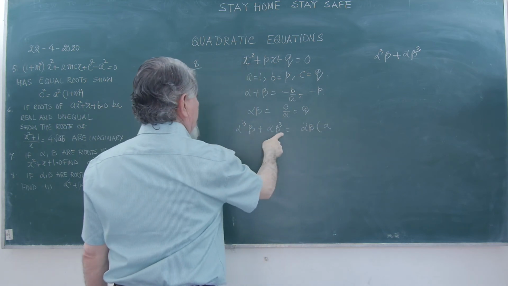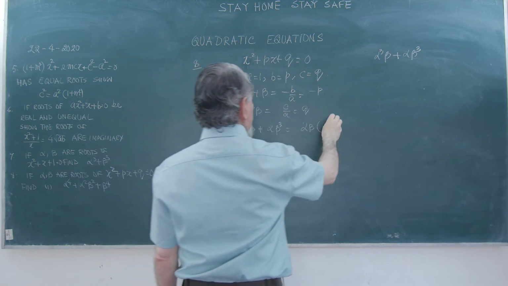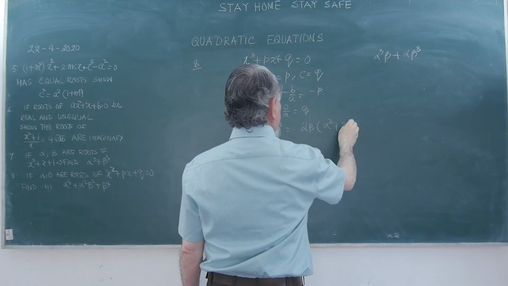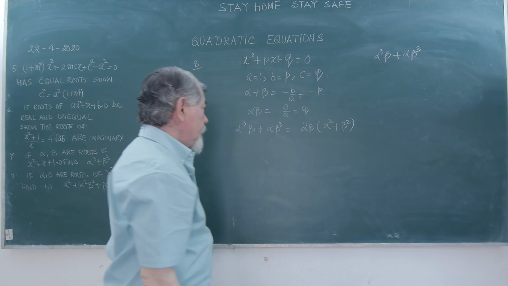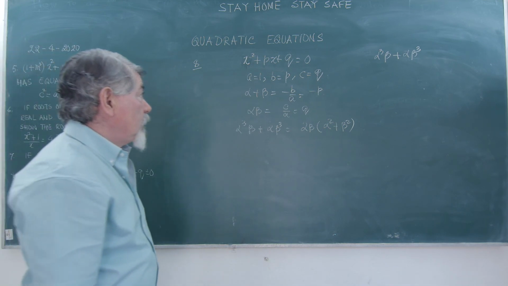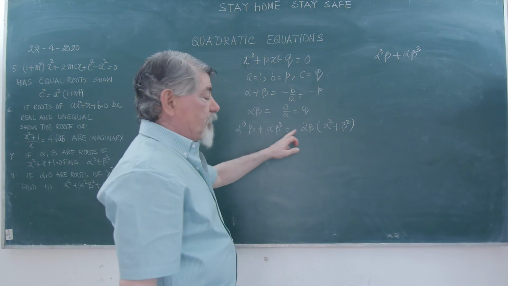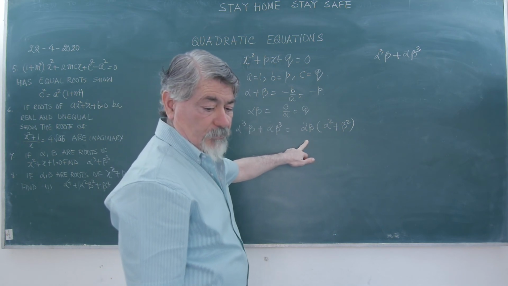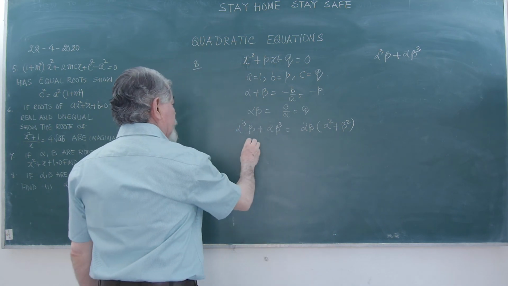Alpha beta I have taken out common. Alpha square plus beta square will be left here. Now how do I get alpha square plus beta square?